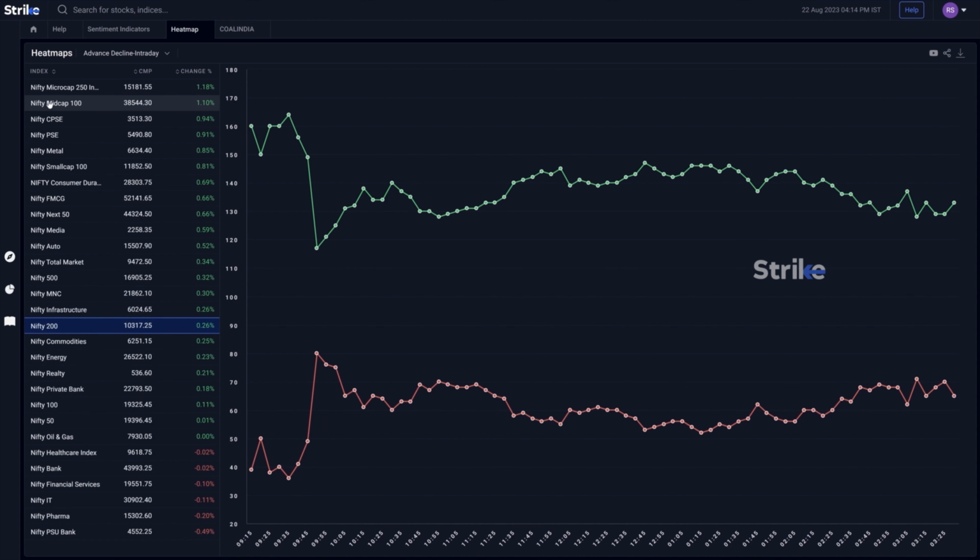So you can choose any index that you want, any sectoral index, and you will see the breakup on the right. You can sort it based on the percentage change, which is the percentage change that the index has moved, and then look at whether it's driven by the broad market or not.